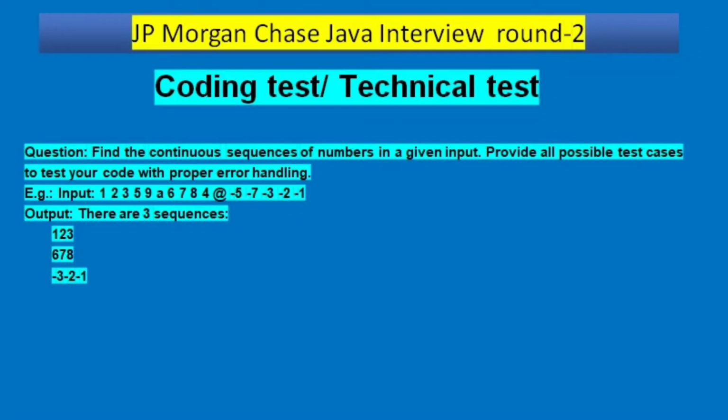Today in this video I'm going to explain about the coding or technical test interview, which is a continuation of the video one which I prepared before. This is a technical or coding test conducted by JPMorgan Chase. It is exactly the same question, and many people will get the same question or a different question. It depends on the person to person or role to role.